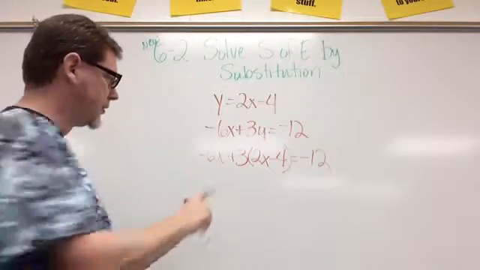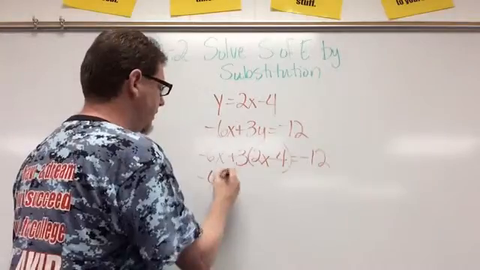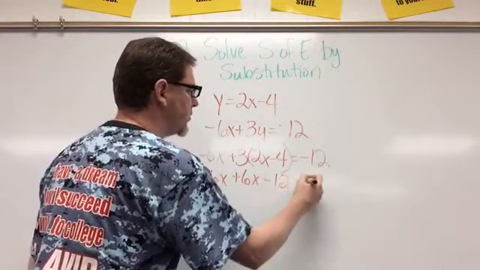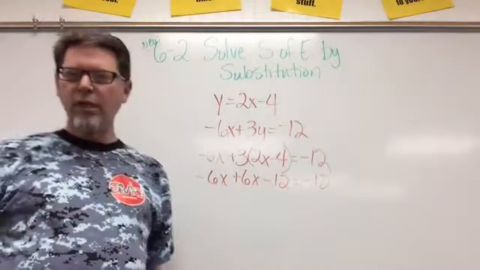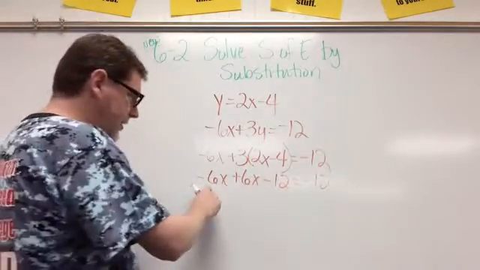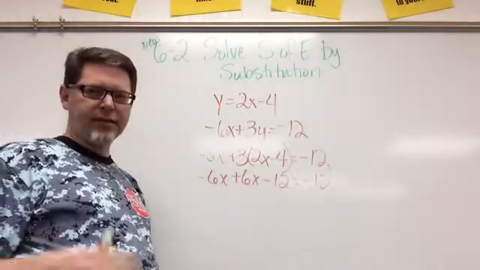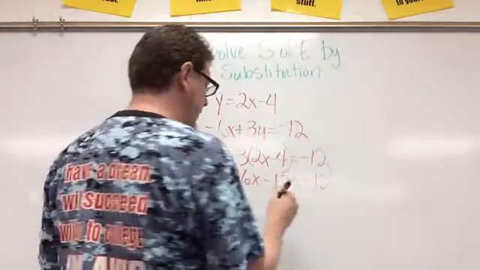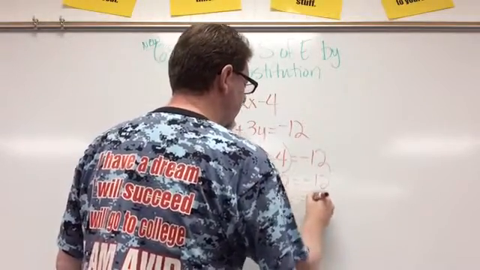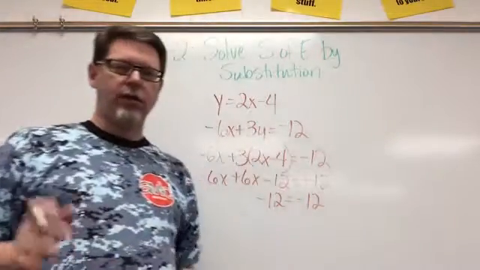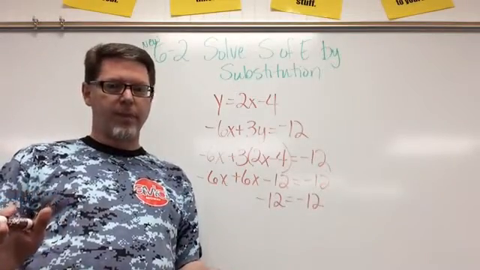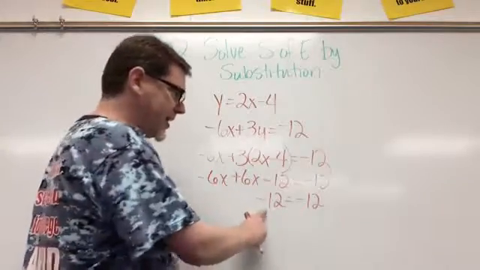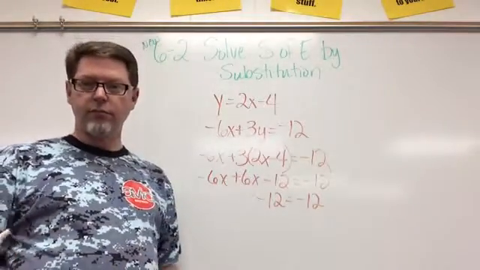So now, let's keep going. Negative 6x plus 6x minus 12 equals negative 12. Combine like terms. Negative 6x plus 6x is 0. So those cancel out. And all I'm left with is negative 12 equals negative 12. And you think, whoa, there's no variable anymore. You're right. So here's where we have to ask ourselves this question. Does negative 12 equal negative 12?